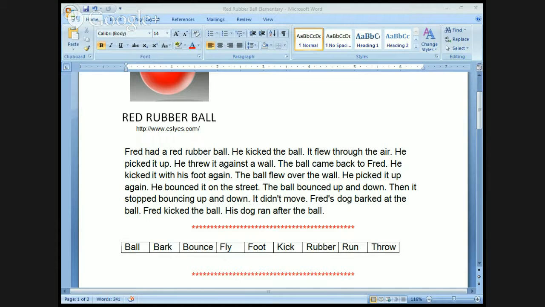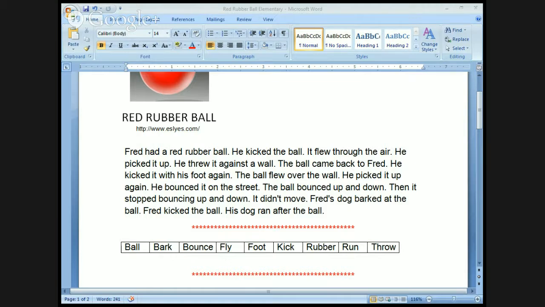Then it stopped bouncing up and down. Did the ball stop bouncing up and down? Yes, the ball stopped bouncing up and down. Did the ball only go up? No, the ball went up and down.